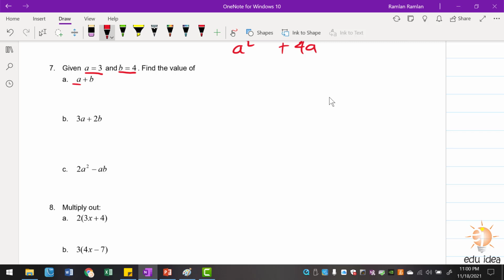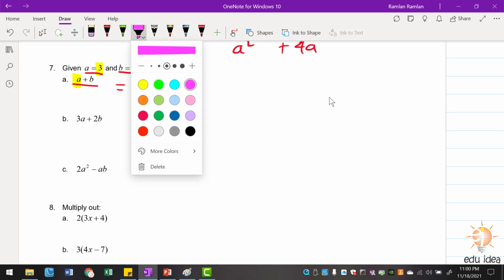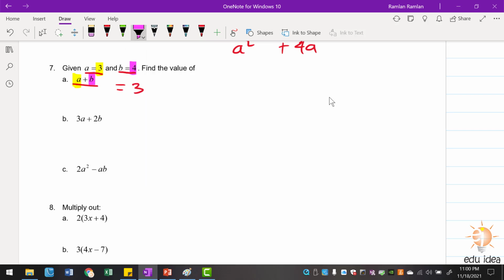So a plus b, right? Because we know that a is 3, just substitute the a with 3, so we get 3. And because we know that b here equals 4, substitute the b with 4. So it's just like 3 plus 4, which will be equal to 7. As easy as that.